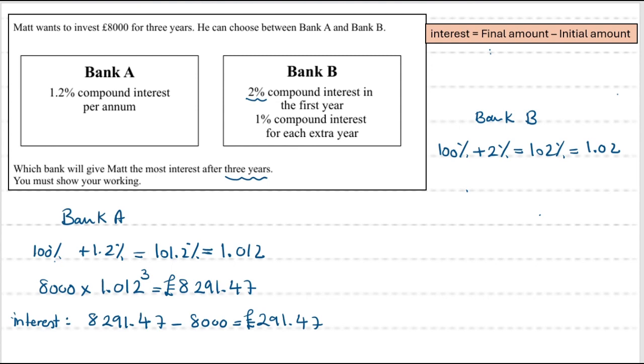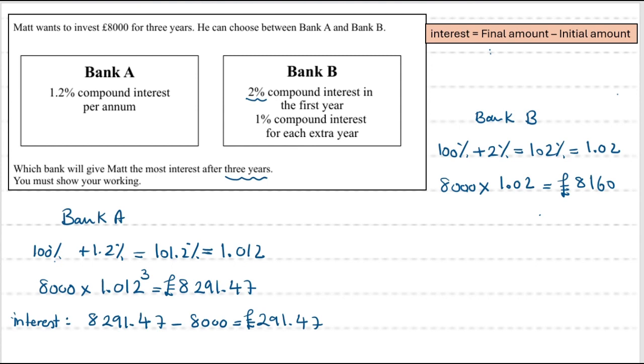So we write the initial amount, 8,000, times it by the multiplier raised to the power of number of years, but that multiplier is going to be for only 1 year. So we just write 1.02. And that gives us 8,160 pounds. Now, the final amount for the first year is going to be the initial amount for the second year.